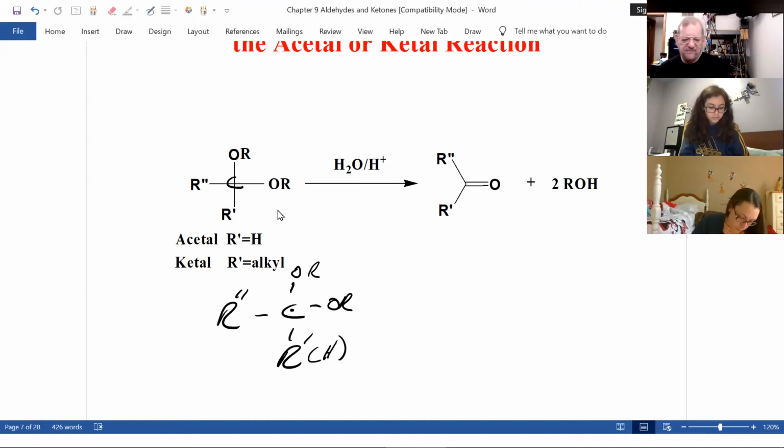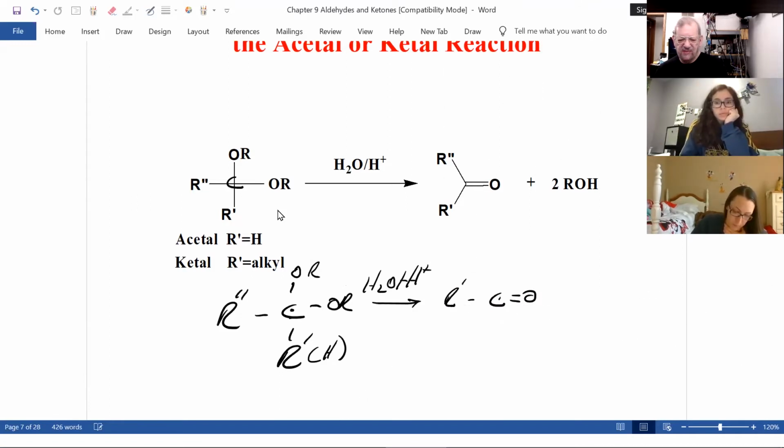And now, if we add acid and water, you'll get back, keep your eye on the carbon with the two oxygens, that becomes this carbon. And what's attached to it is still attached to it. And then the R groups here become the alcohol. Now watch closely. Notice I put quotes around it too.